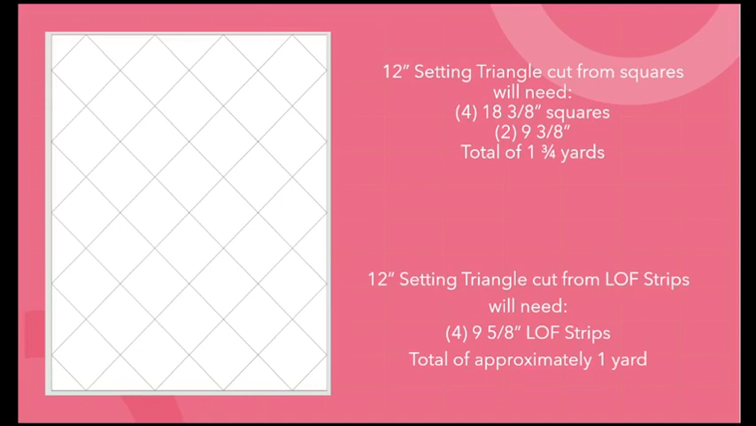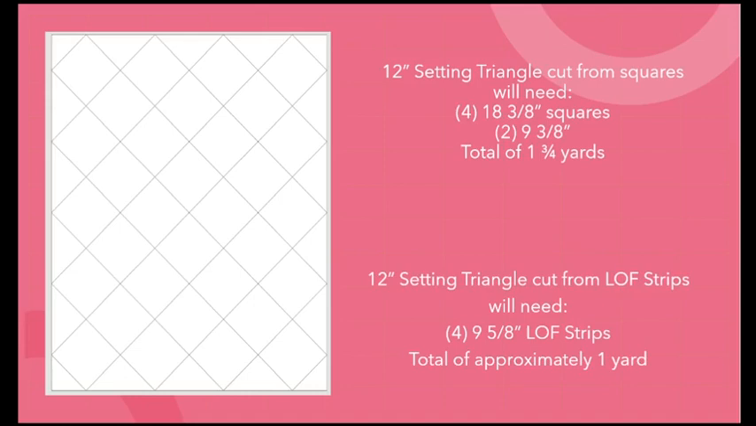Because we need 8, 9, 10, 11, 12, 13. We only need 14, and this is going to give you 16, so you're going to have 2 extra squares, which is not a big deal, but it is extra that you would end up tossing in the scrap bin. And then you're going to need 2 9 3/8 inch squares. Okay, and that's going to give you what you need for your 4 corner triangles. So you're gonna need about 1 3/4 yards.